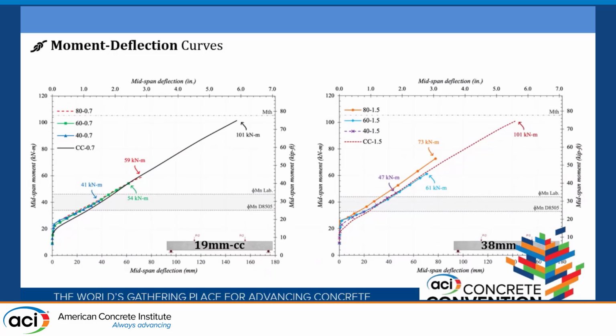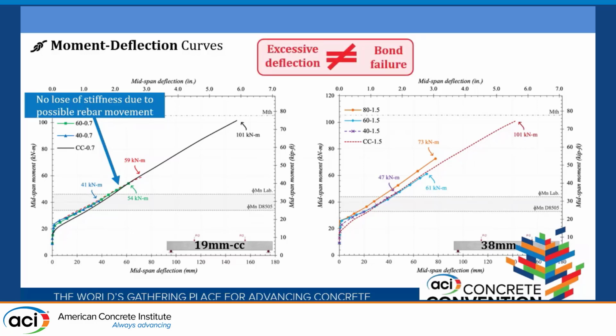So then we can see the moment versus deflection curves. Here's something that we tried to evaluate, all the data again, because that was strange: we didn't see any loss of stiffness due to the movement of the rebar. All of the lap-spliced specimens fail by splitting failure, so a bond failure. But if you see, the slope continues similar until failure. So that was something that caught our attention, because an excessive deflection can be related with a bond failure, but here we don't see any loss of stiffness due to the bond failure.